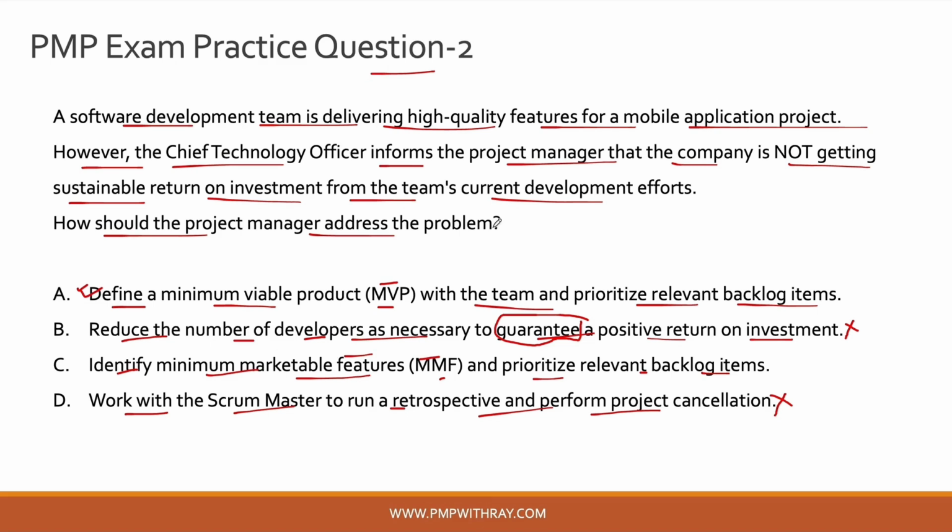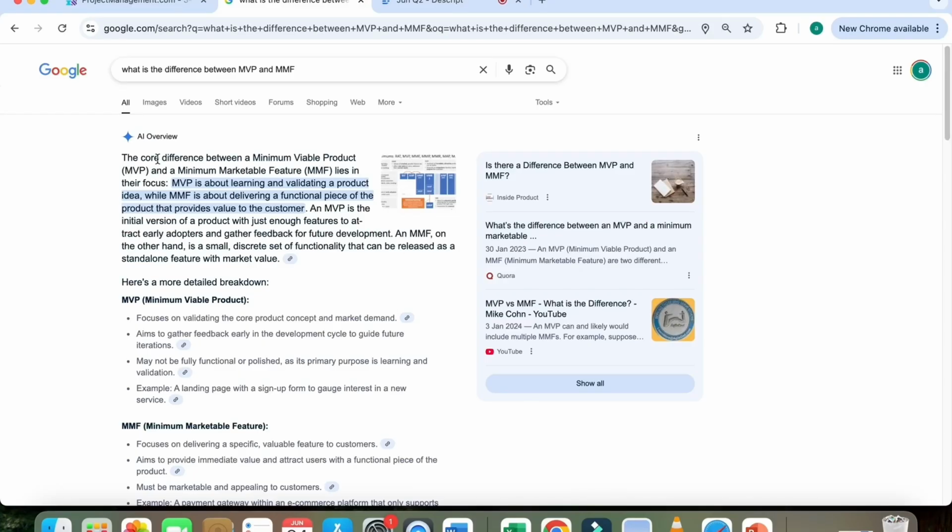However, coming back to option A and option C, these are the most probable answer choices for this question. However, to find out the right answer choice, you need to understand the key difference between a minimum viable product and a minimum marketable feature. Now, if you look at the core difference between a minimum viable product and a minimum marketable feature, it basically lies in the focus, right?